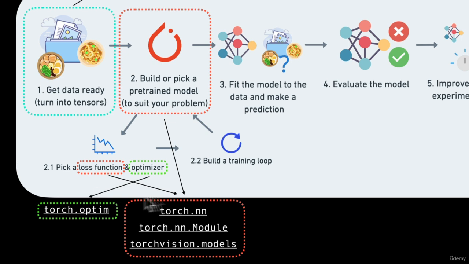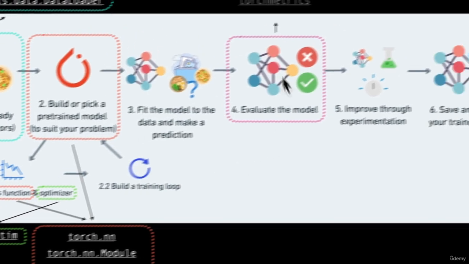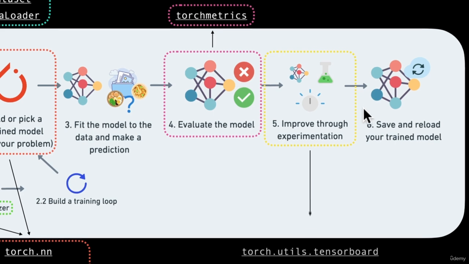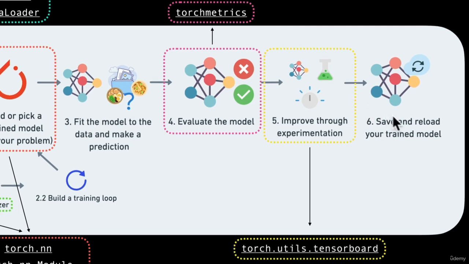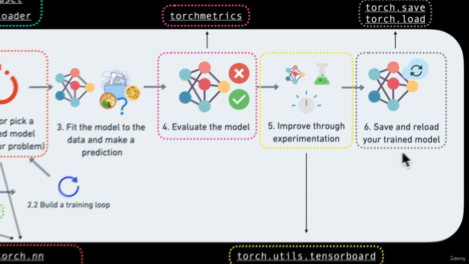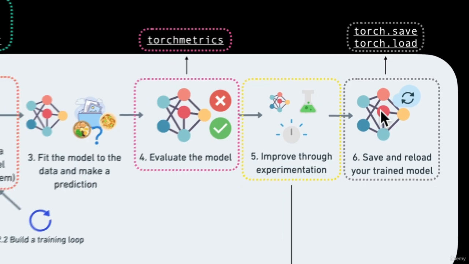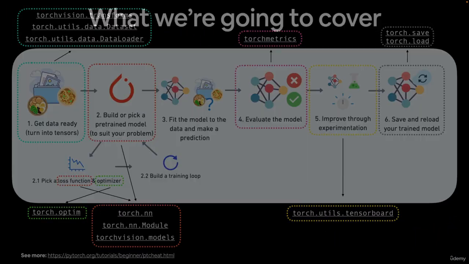We'll go through all the steps that are involved in training a model, such as picking a loss function and an optimizer. We'll build a training loop. We'll evaluate our model. We'll improve through experimentation. And then we can see saving and reloading our model, but we're also going to practice predicting on our own custom data, which is a very, very important step whenever training your own models.